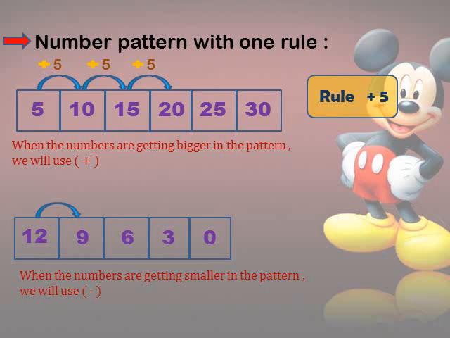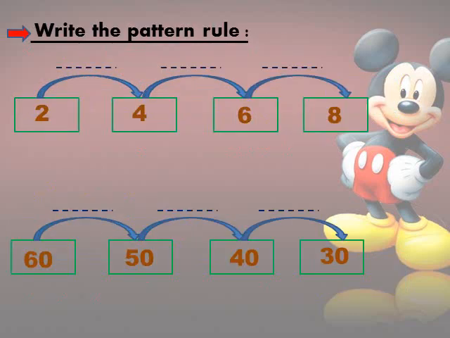So from 12 to 9, how many steps? 3 steps, using the minus because we are going to move backward. So I'm going to subtract each time how many steps? Each time I'm going to subtract 3 steps. By this I get my rule, which is minus 3. Okay?